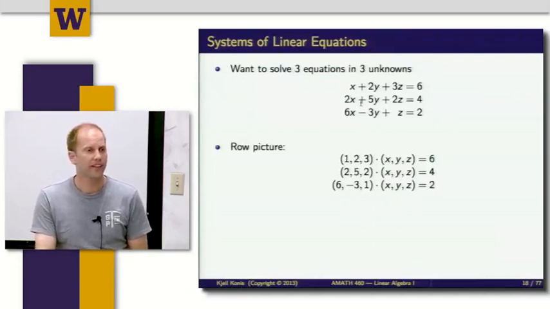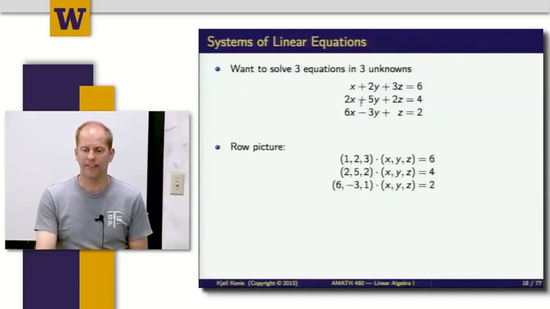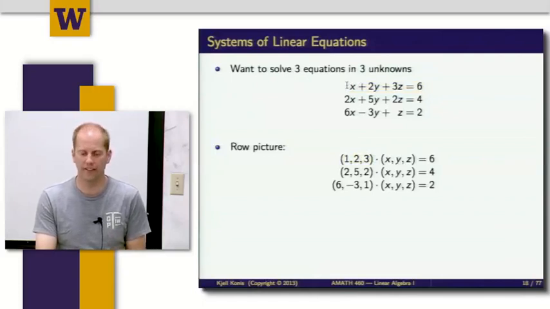There are 2 ways I can look at this if I try and translate this into vectors. I can look at something called the row picture. That's trying to describe each one of these rows. And if I do that, what I end up with is the dot product of the coefficients. There's an invisible 1 here. If I just say x, I really mean 1 times x. So that's where this 1 comes from. So the first row is 1, 2, 3 dot xyz is equal to 6. Second row is 2, 5, 2 dot xyz is equal to 4, and so on.